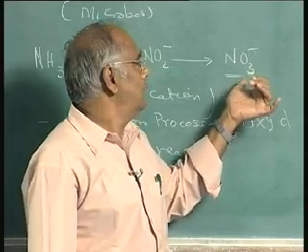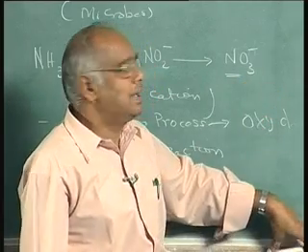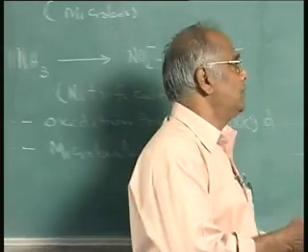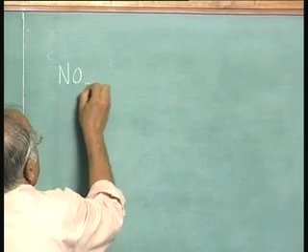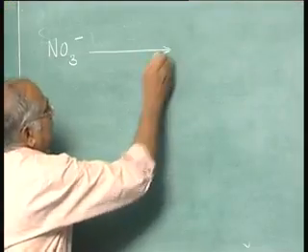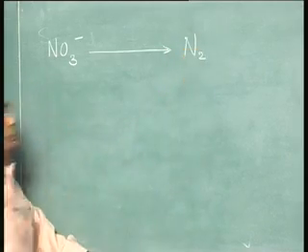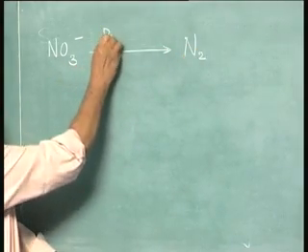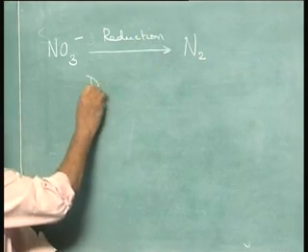I cannot discharge nitrate-containing effluent into the river waters, and for that what I have to do is convert this nitrate into some other compound which does not create a problem. So, this nitrate is reduced into nitrogen gas. This is a reduction, again a microbial reduction, and this is called denitrification.